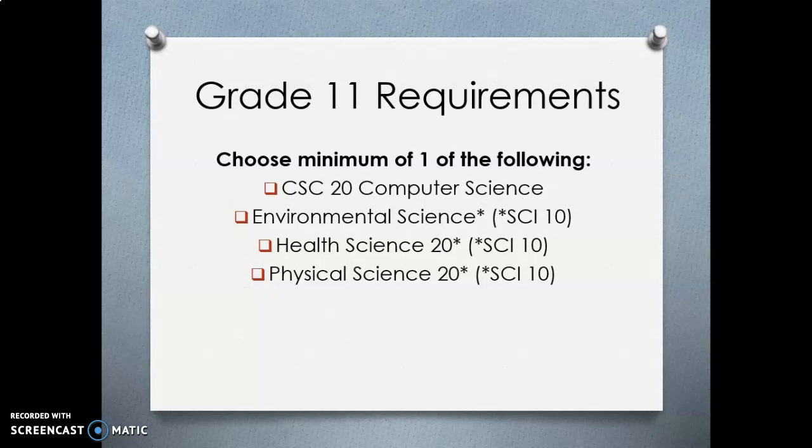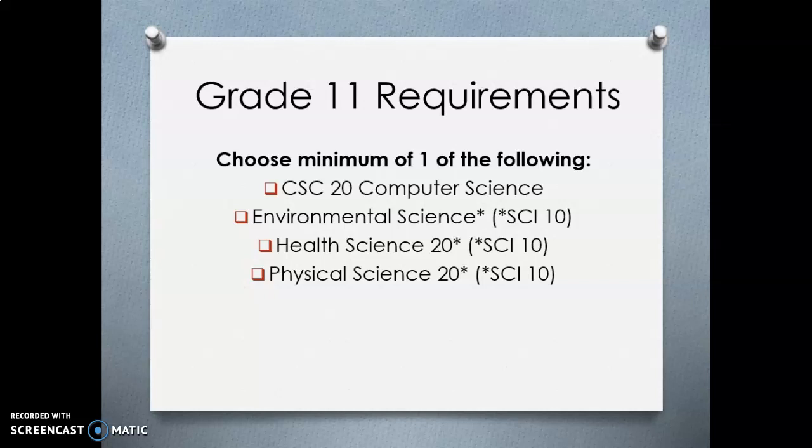Next is the sciences, and this is a little, again, kind of like the maths. There's streams here and different ways of going about this. So in your grade 11 year, you have to pick a minimum of one of the following, and a lot of grade 10 students actually choose to fast track their sciences. So they will pick one of these to fast track.